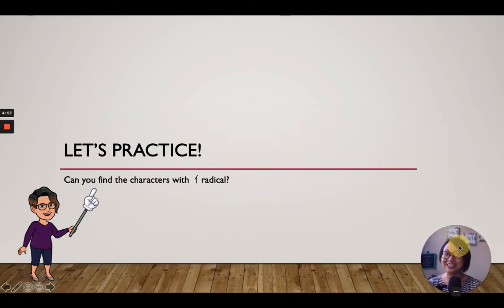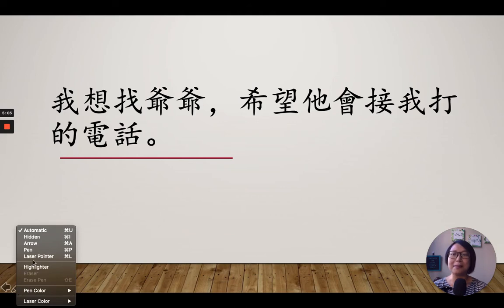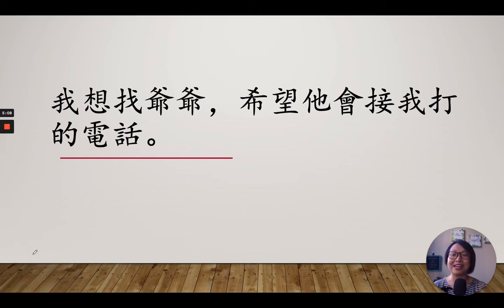Let me go to the other side so I can use the pen. Here we go. That's the first one. Let me get my pen ready. So when we are looking, we can also be circling. 我想找爺爺，希望他會接我打的電話。Ooh, how many words with 剔手邊 can you find?